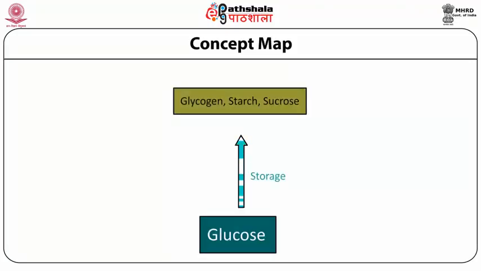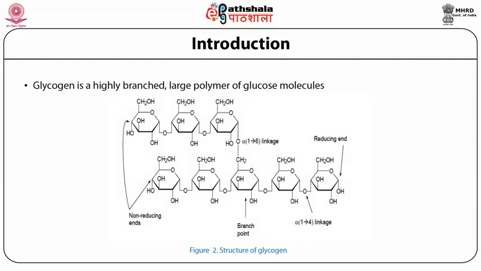This diagram shows the concept map of how glucose is stored in the form of glycogen. Looking at the figure, it is clear that glycogen, starch and sucrose, which are various forms of storage of carbon, are formed from glucose, and this figure also shows how glucose is converted into starch and various other sources of carbon in different ways.